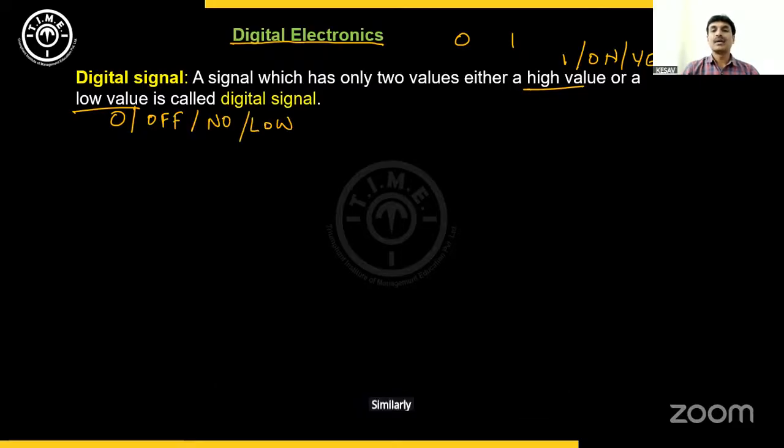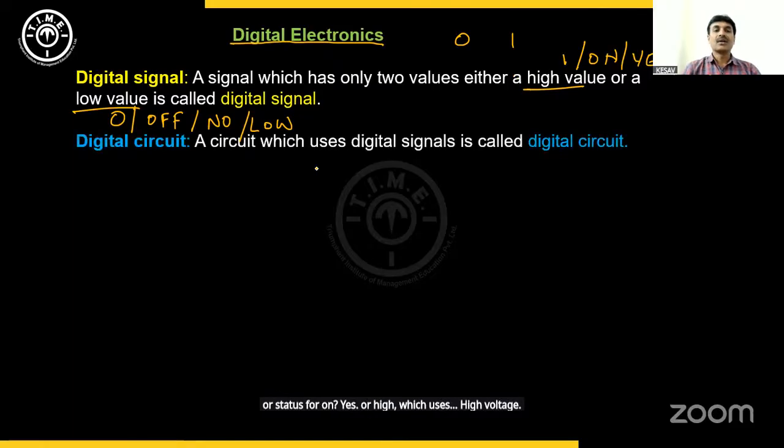Similarly, low, and this is high. Okay. So a digital signal is either 0 or 1. 0, off, no, low, all these take a low voltage input. And the high value is 1, or it stands for on, yes, or high, which uses a high voltage. Now, what is a digital circuit? The circuit which uses digital signals is known as a digital circuit. So a digital signal is either 0 or 1. This is known as a binary signal, binary values, which has only 0 and 1 in the binary number system.